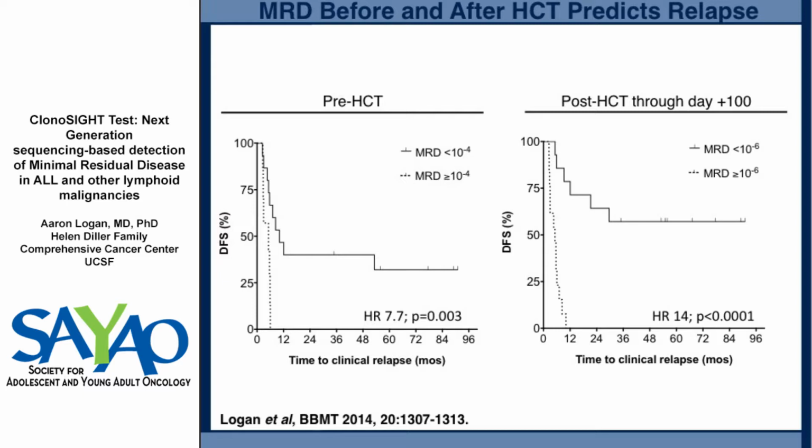On the other hand, if we look at samples through day 100, analogous to the study that I previously showed you that used other quantitative PCR techniques, if there was greater than 10 to the minus 6 disease detected during that critical first 3 months, all of those patients relapsed. And if they remained negative during that period of time, they had roughly 60% disease-free survival.